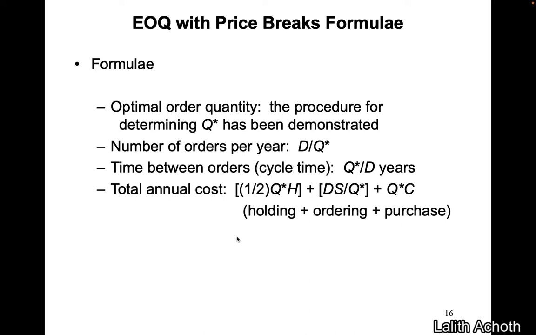So total annual cost, as we've shown, is half Q into H, which is the holding cost, plus D into S divided by Q star, plus the cost of the inventory, the price at which you're going to buy. So these are the three components: the holding cost, the ordering cost, and the purchase cost. When you're working out EOQ with price breaks, you must add this extra element. But just for calculating the EOQ, you just need holding and ordering; there's no need for purchase cost. Let me show you this with an example.